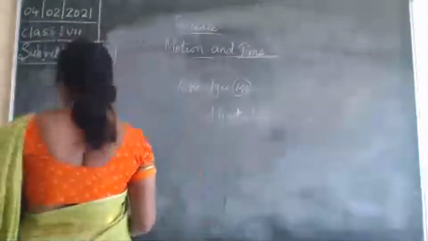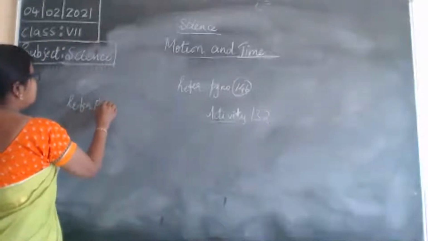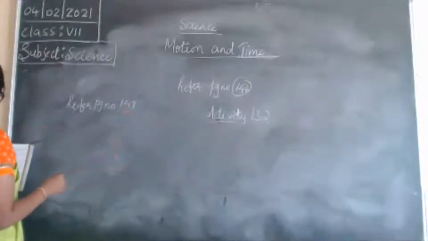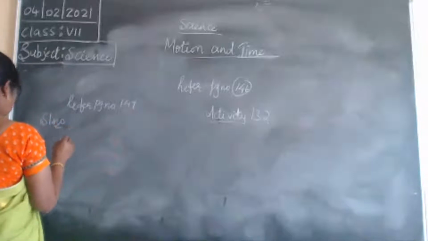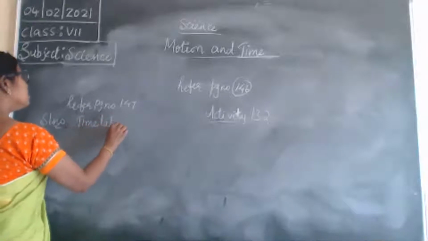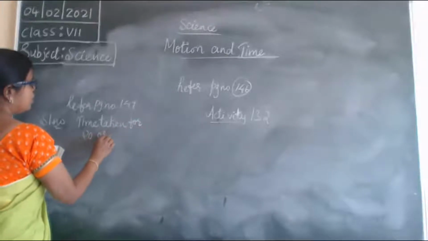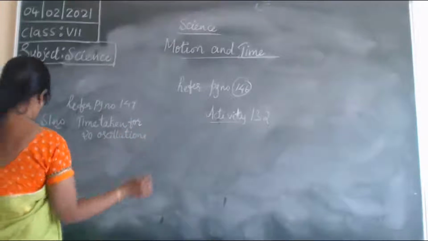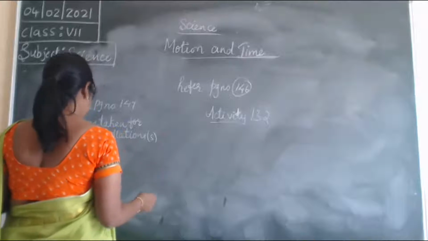On page number 147, there is the tabular column: serial number, time taken for 20 oscillations, and then time period.